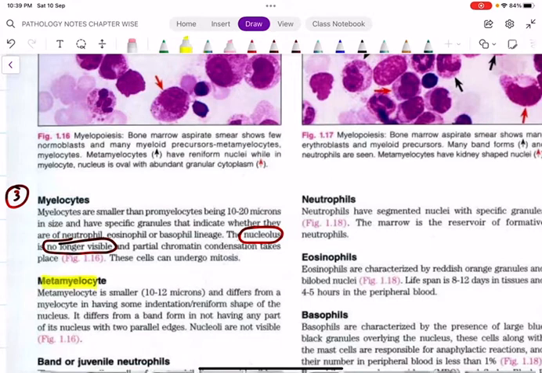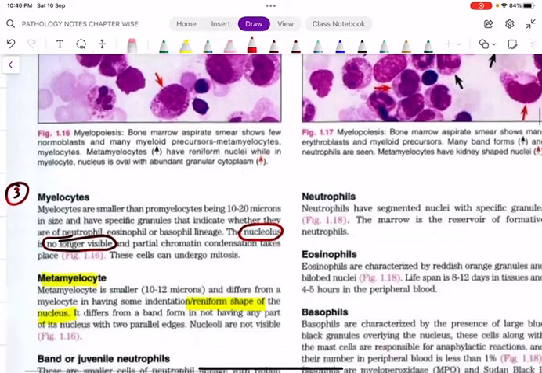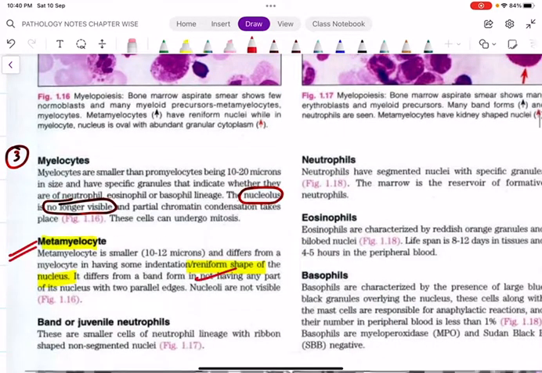Then coming to metamyelocyte, the single most important point that you have to remember is that it has a reniform shaped nucleus. I am going to draw it with the red color here. You can see it is a reniform shaped nucleus, a kidney shaped nucleus. That is a characteristic feature of metamyelocyte.